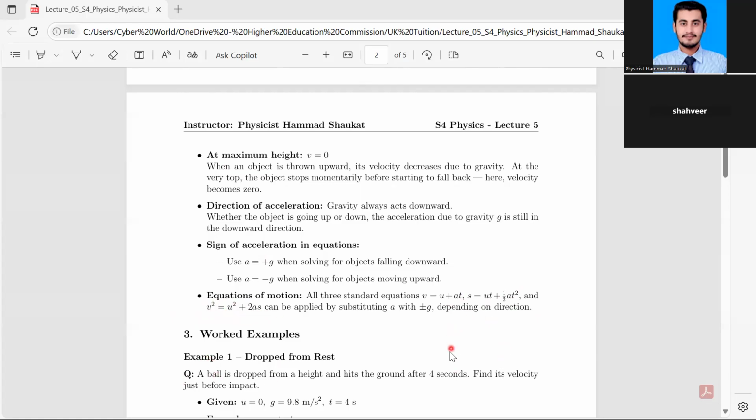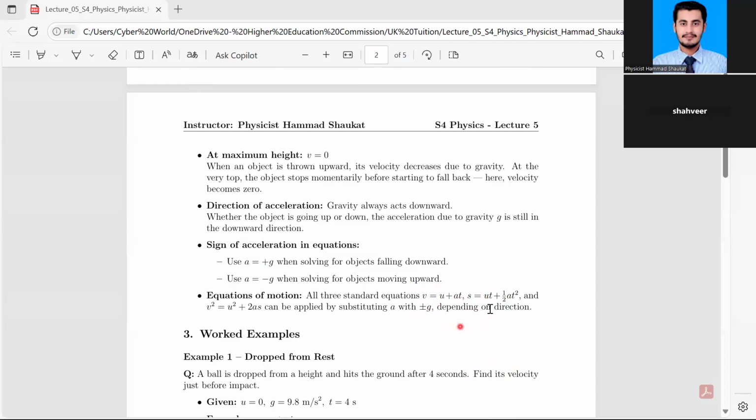As I told you, whenever there is no time mentioned, you have to use the third equation of motion, because in the third equation of motion there is no time. And whenever there is time in your problem, you have to use either the first or the second. If they ask you to find the total distance, you have to use the second. And if they ask you to find the initial or final velocity and time is given, you have to use the first equation of motion.